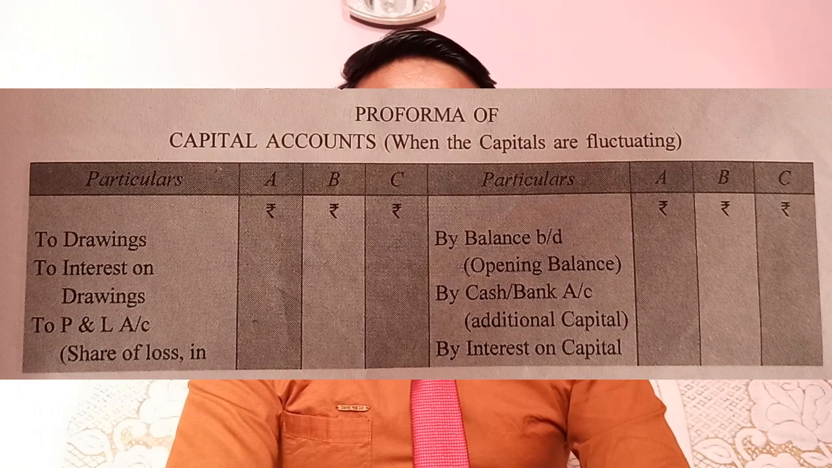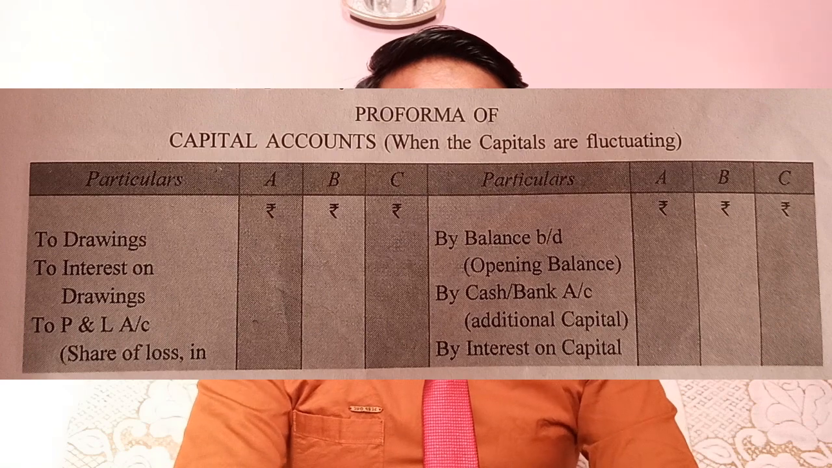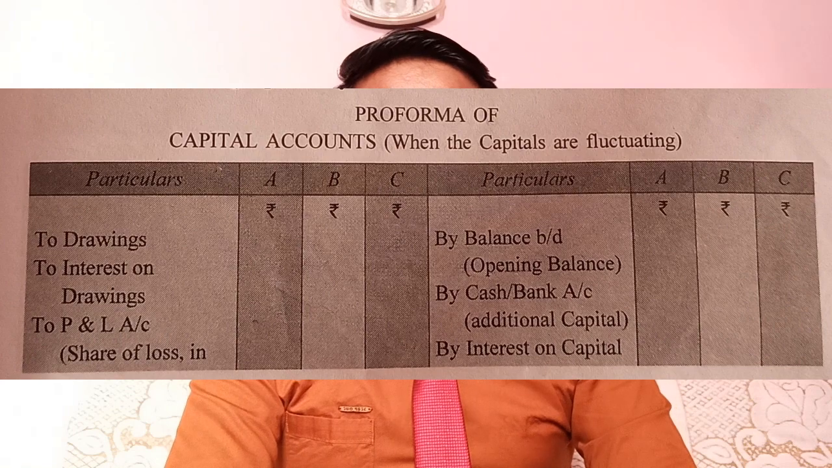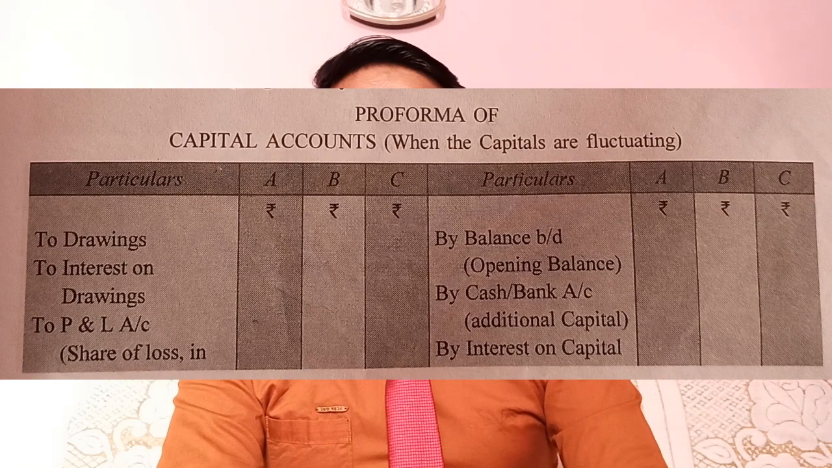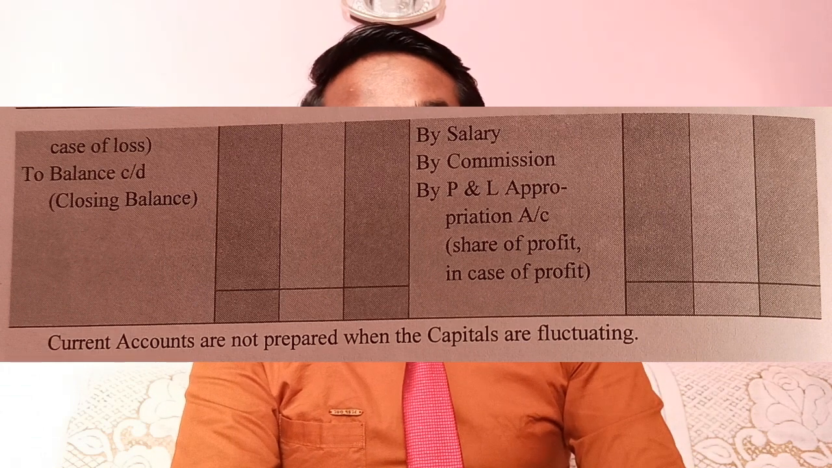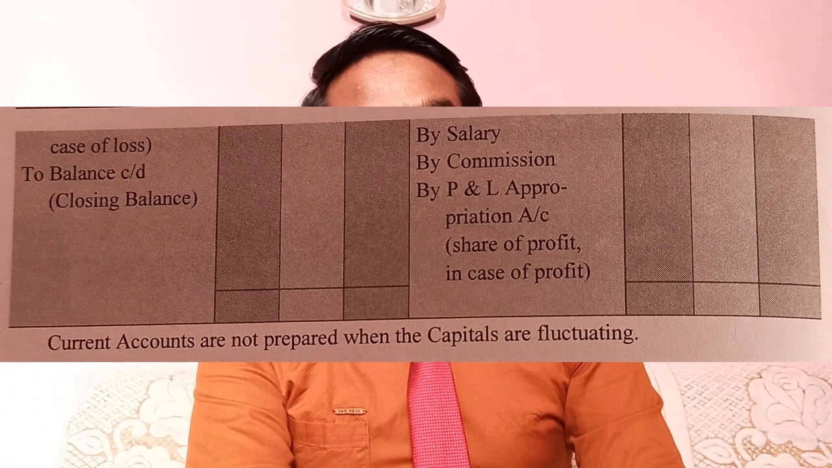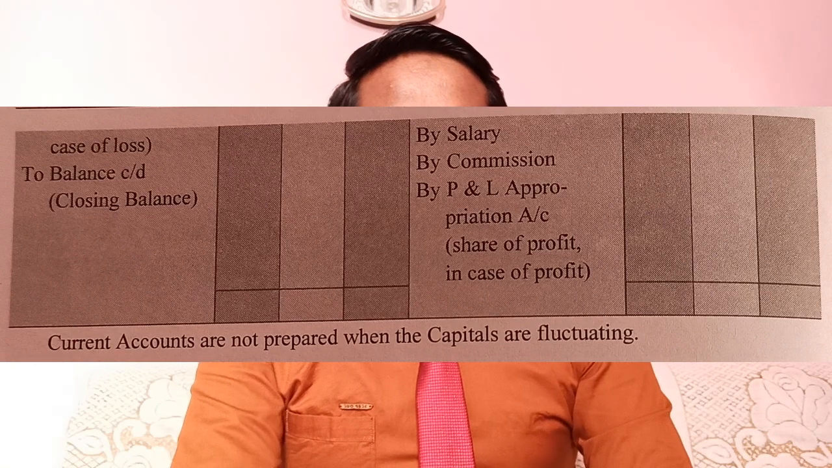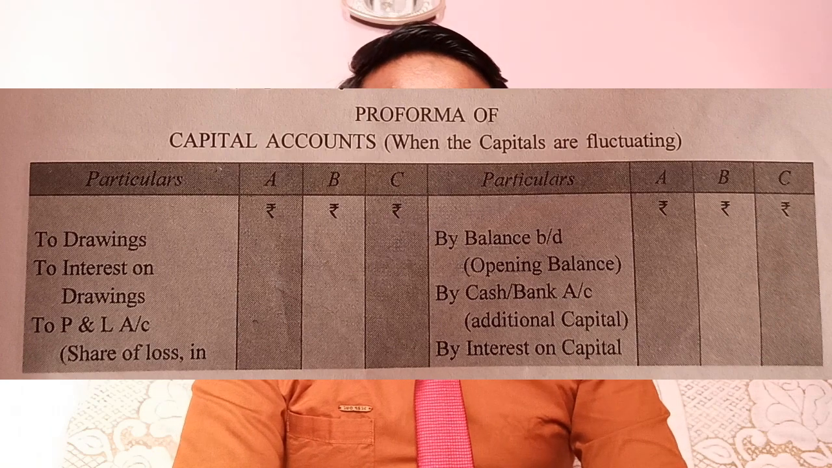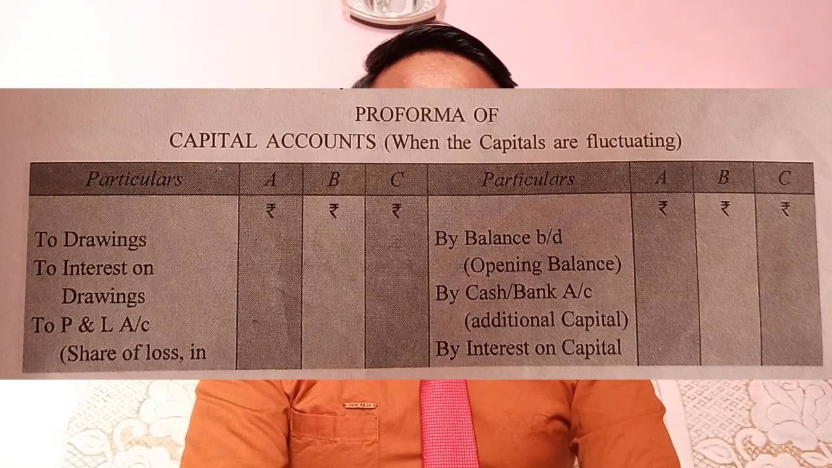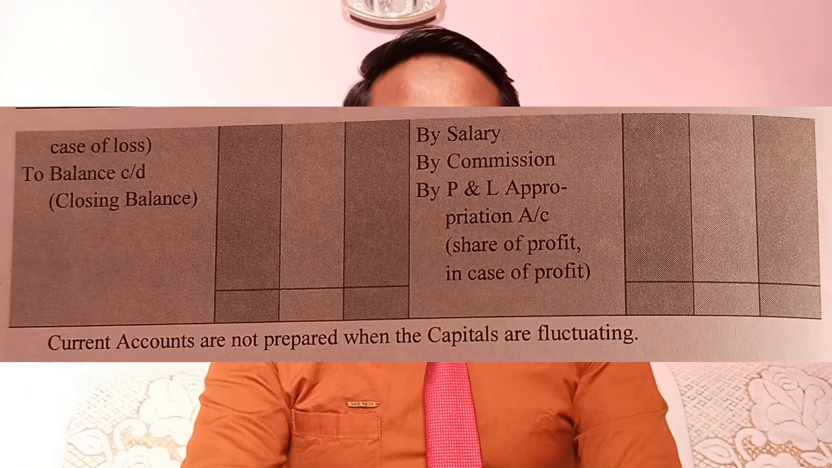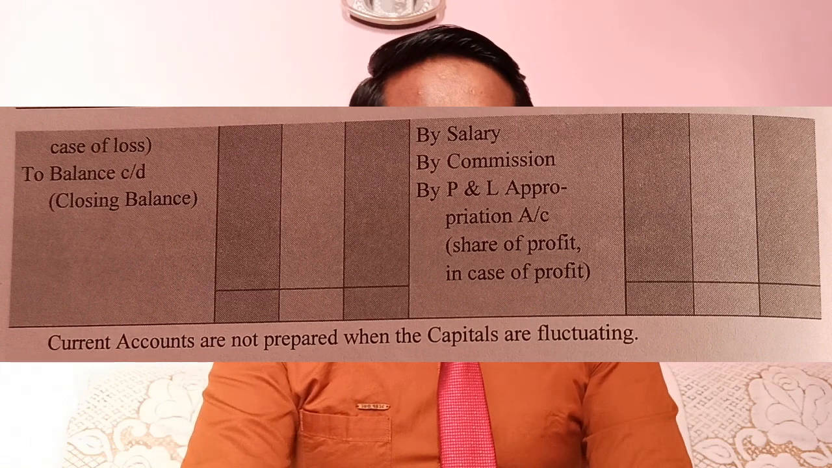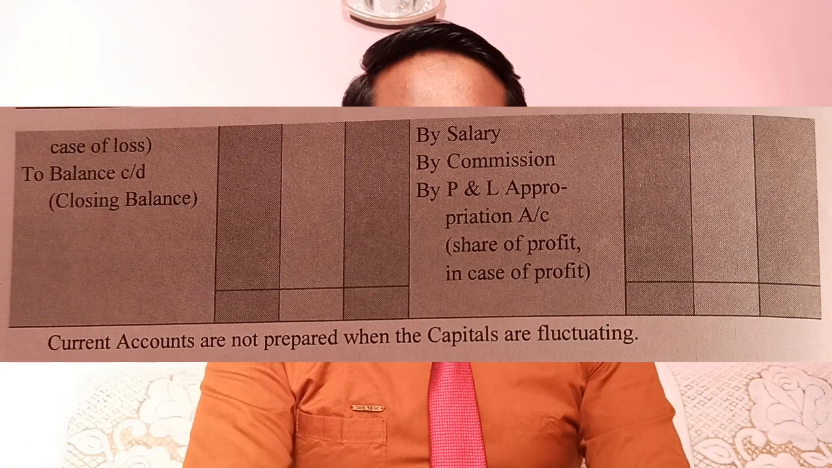On the credit side, by balance brought down, the opening balance of the partner, means capital contributed in the business by the partner. Next, by cash account, bank account, additional capital, by interest on capital, by salary, by commission, and by profit and loss appropriation. If profits come on the profit and loss appropriation account, then this balance is on the credit side. Next is by drawings, to interest on drawings, to profit and loss if a loss comes in the business. Next, by balance c/d, if the balance comes on the debit side or a credit side.